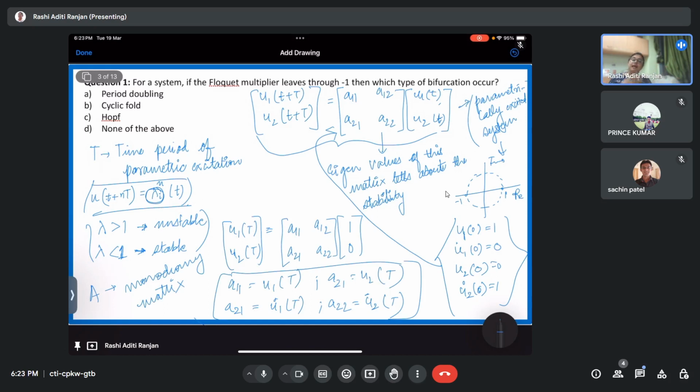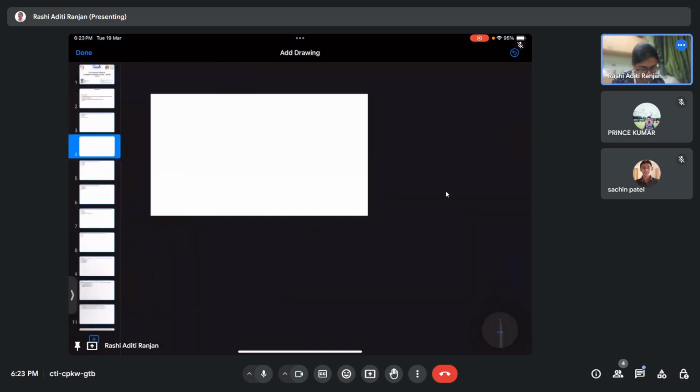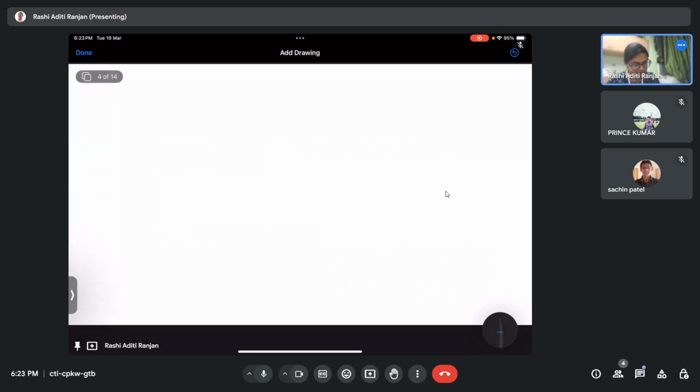Okay, for that matter, if it is asking about the Floquet multiplier leaving through -1, that means we have a parameter. If you remember, in case of a bifurcation, we have a parameter which we vary, and we see whatever the response of my system is. So if I have this parameter mu and I'm varying it, it is going to have a critical value, let us say mu c. Mu c is going to be my critical value.